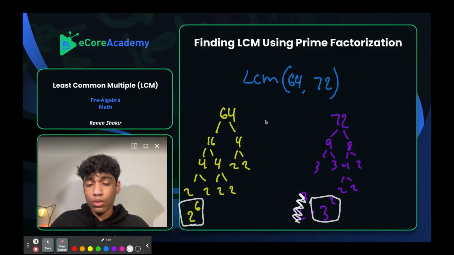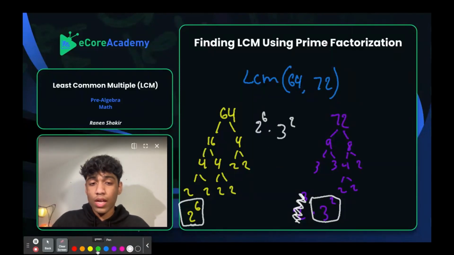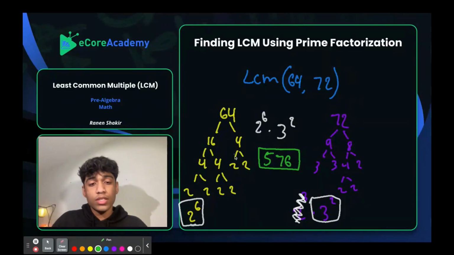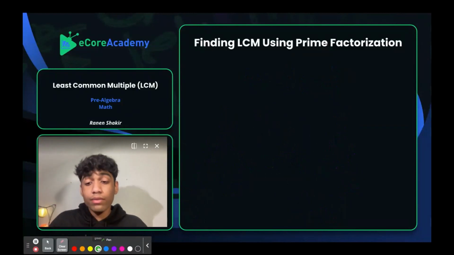So our final expression that we're going to multiply is 2 to the 6th times 3 squared. You plug that into the calculator, and you get 576. So this is going to be your LCM of 64 and 72. Pretty neat, right? All right, let's do one final one.